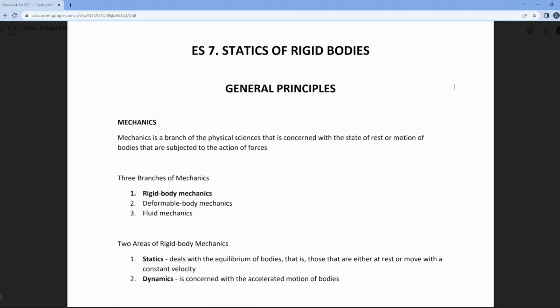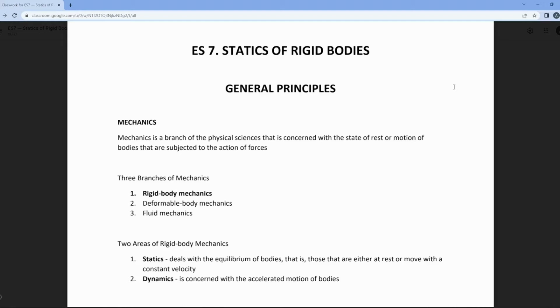Now what is mechanics? Mechanics is a branch of the physical sciences that is concerned with the state of rest or motion of bodies that are subjected to the action of forces. Now there are three branches of mechanics. Number one is rigid body mechanics. Number two, deformable body mechanics. And number three is fluid mechanics. Dun sa tatlong yan, statics is under rigid body mechanics.